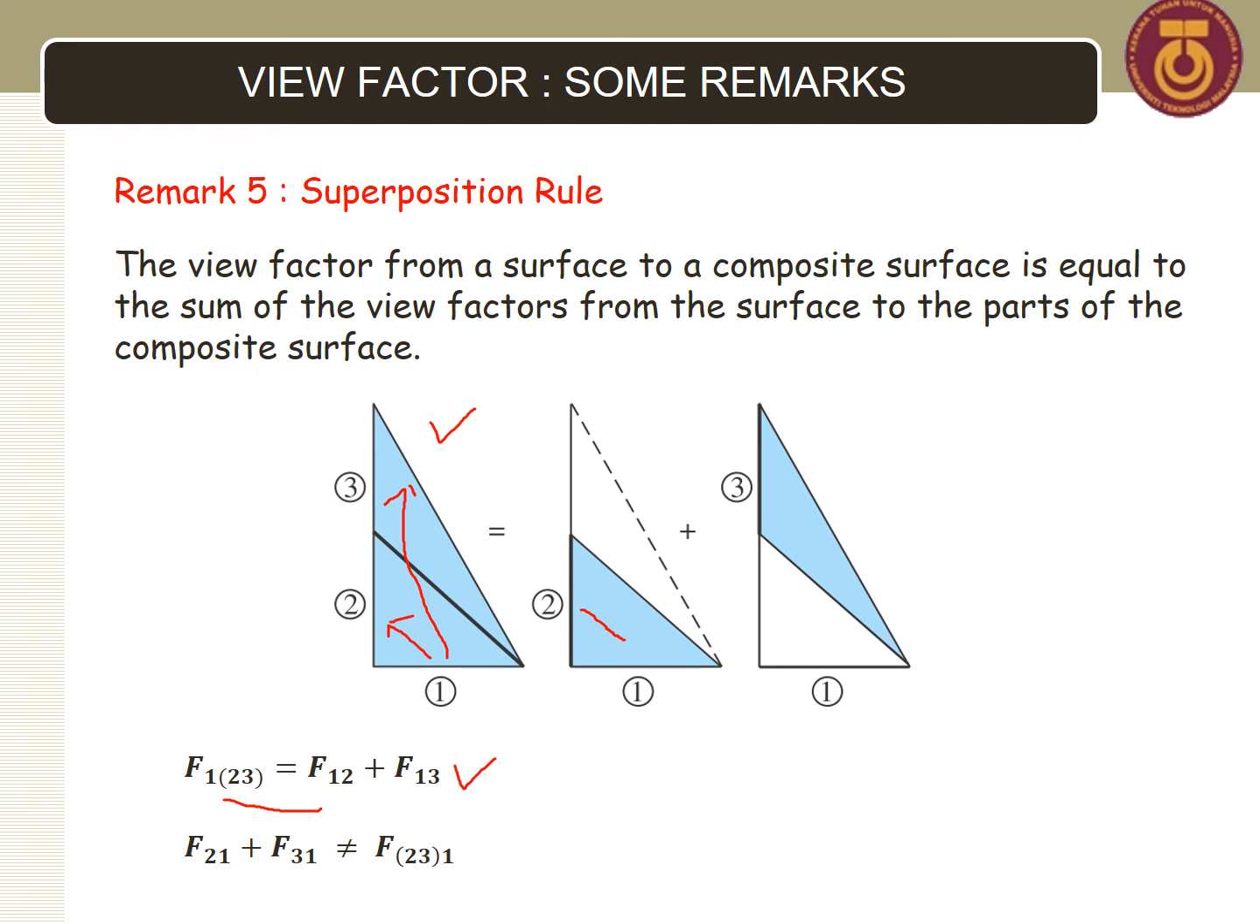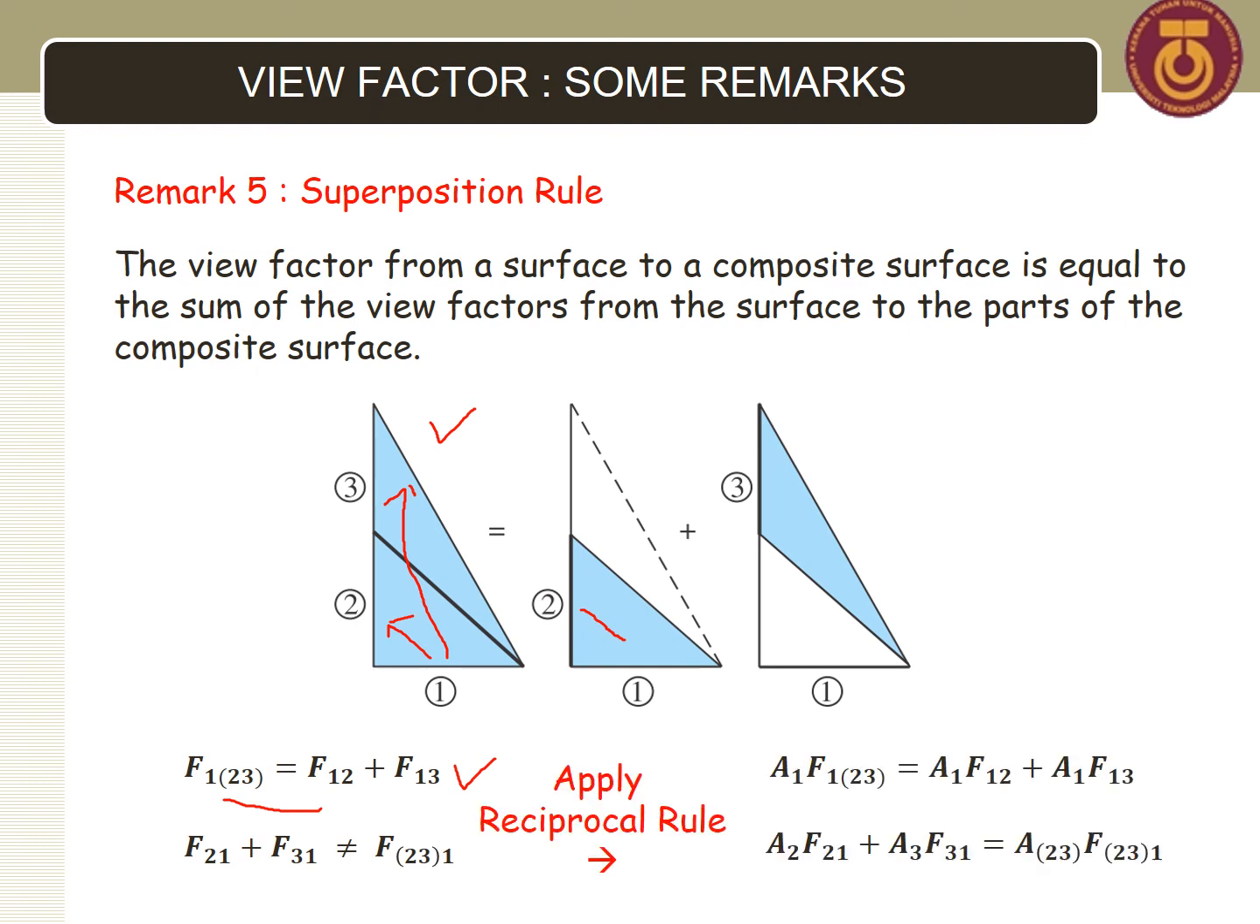And you will see the whole thing clearer if we apply reciprocal rule plus superposition rule. So in this case, for case number 1, whereby F123 equals F12 plus F13, if we apply reciprocal rule, it's A1 F123 equals A1 F12 plus A1 F13.